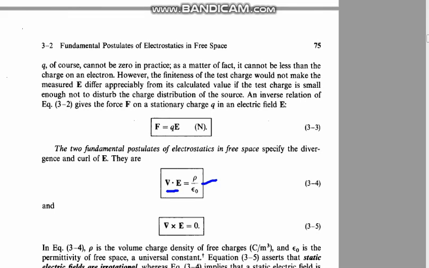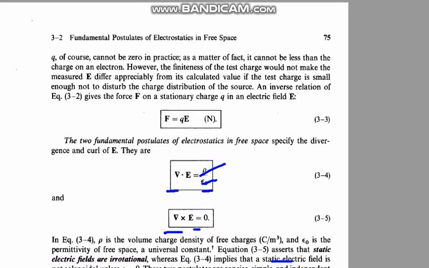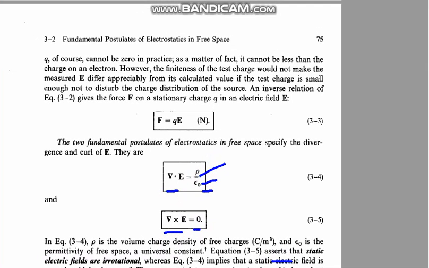As you can see there, rho is the charge density, the volume charge density. Epsilon naught is the permittivity of free space. So there is no vector here, but del cross E is equal to 0. The equation asserts that static electric fields are irrotational.